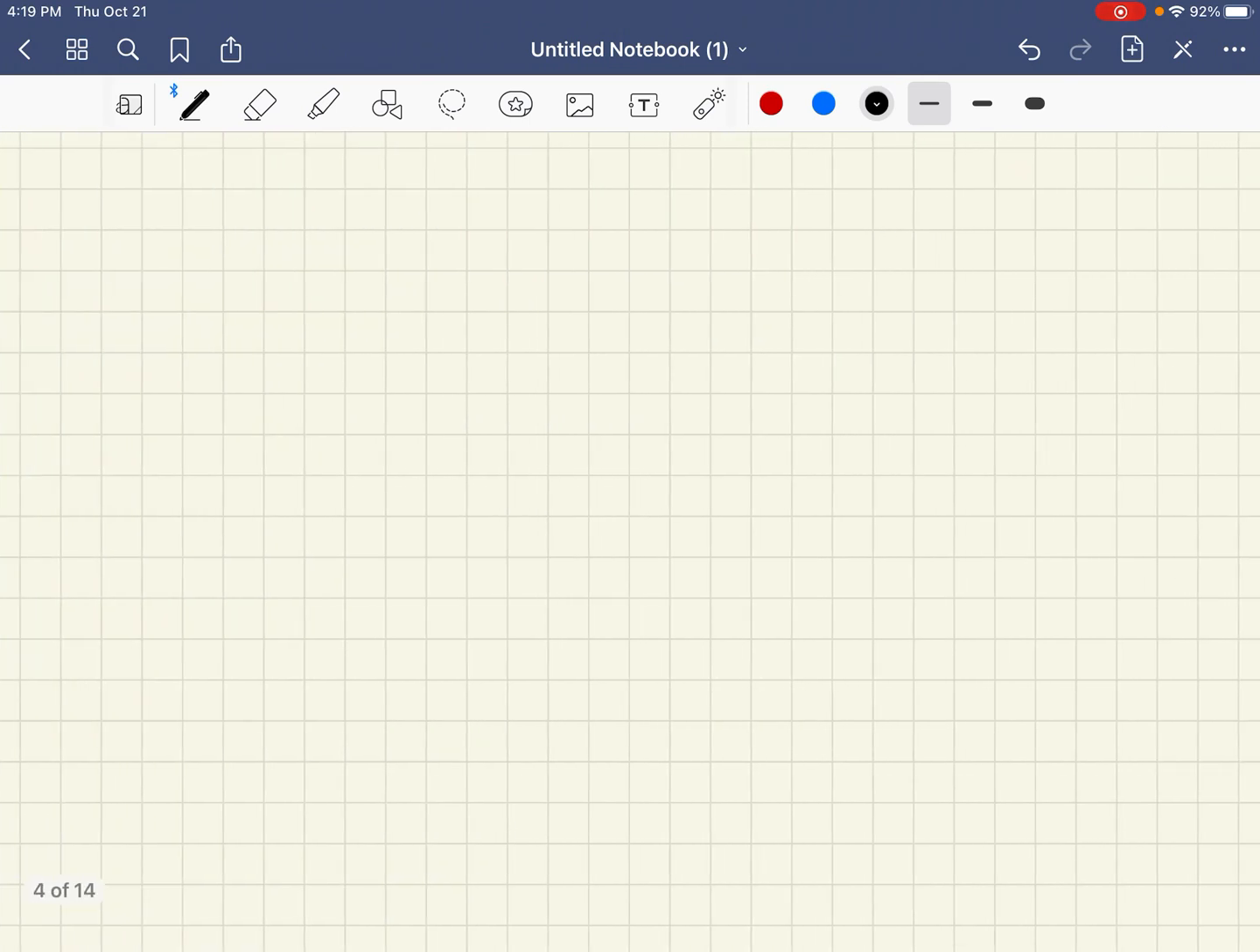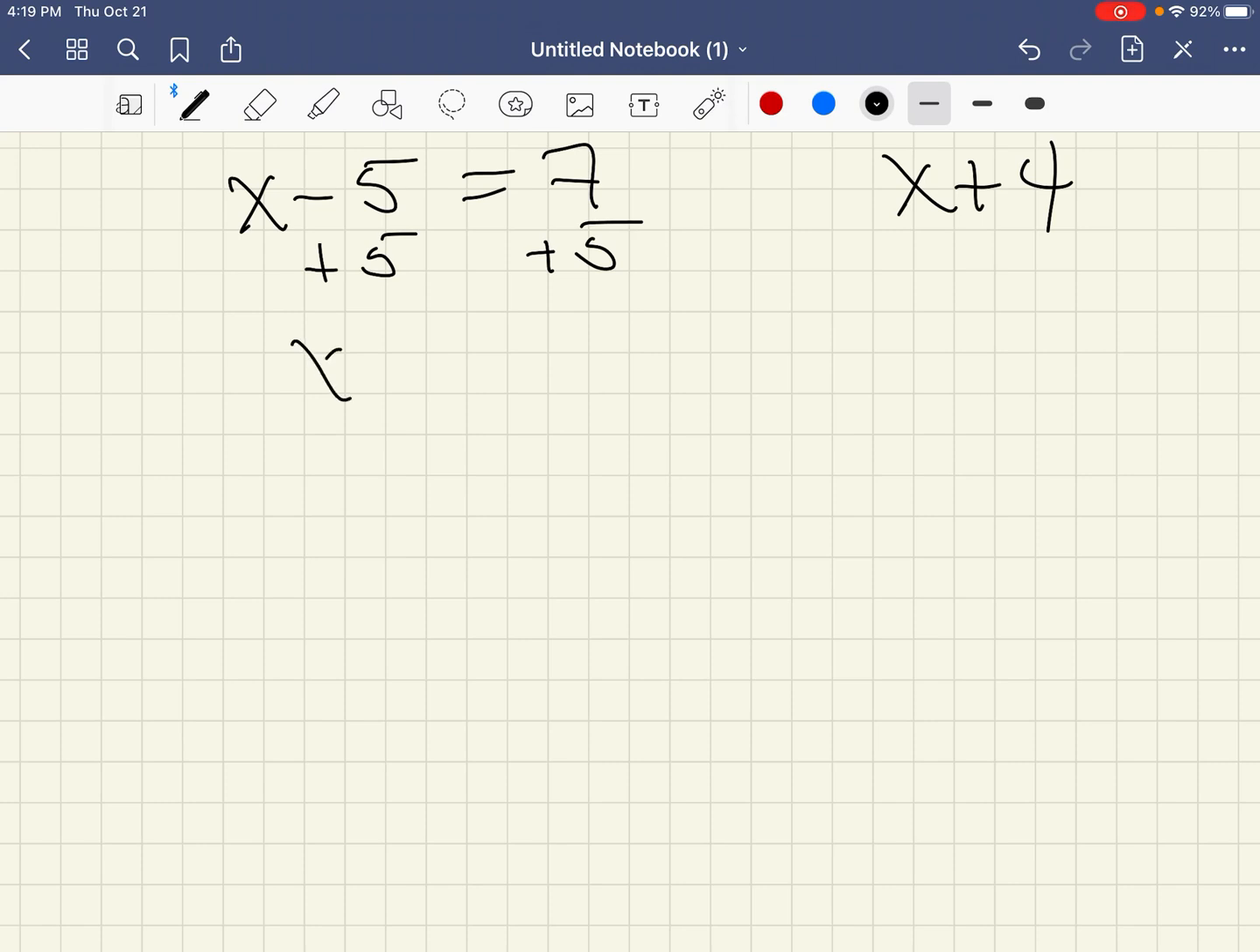Okay, the next one says x minus 5 is 7. Find x plus 4. So on the left side, we have to solve for x, so we add 5 to both sides. So x is equal to 12. And then we take this value for 12 and put it over here, so 12 plus 4 is 16. Okay, so that's all of lesson 41. Now let's look at a couple of them from lesson 42.